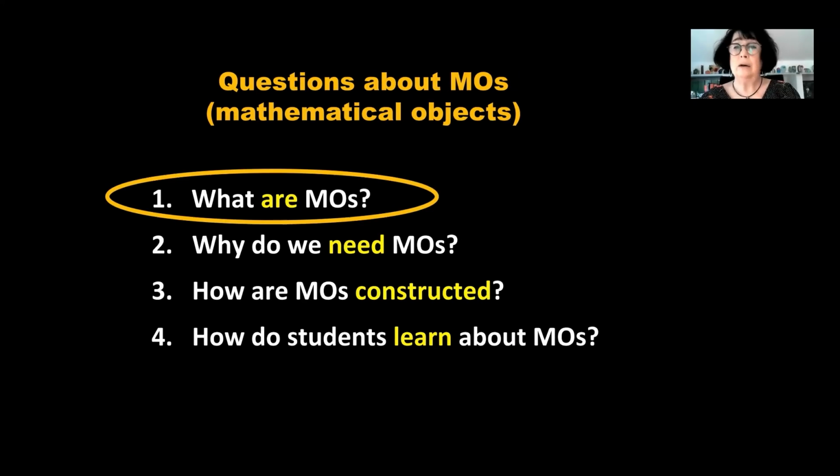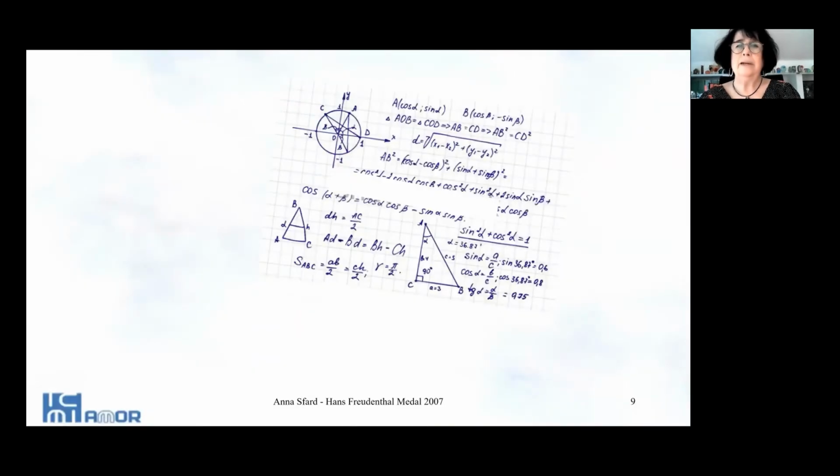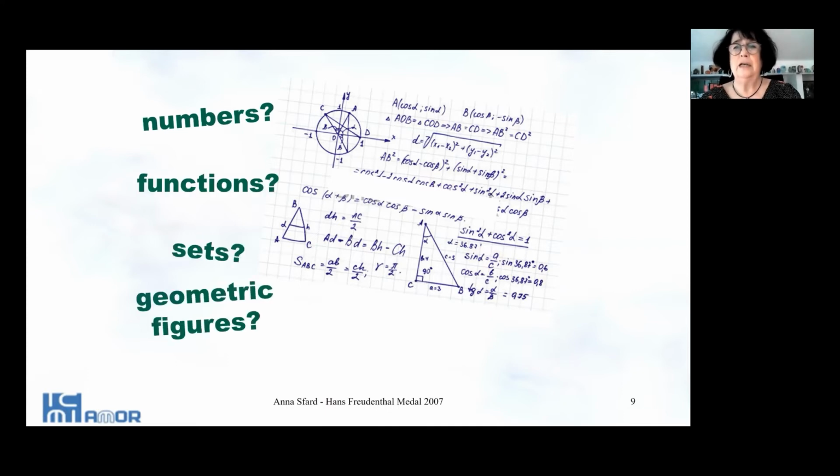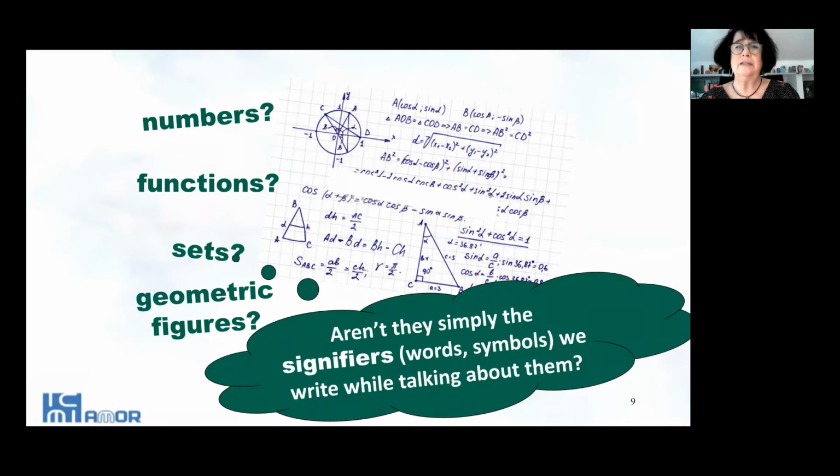So what are mathematical objects? But there is a preliminary question. Why do we even speak about mathematical objects as if they were some mysterious, separate ontological category? Aren't numbers, functions, sets, and geometric figures simply signifiers, that is, words or written symbols that we use while talking mathematically?